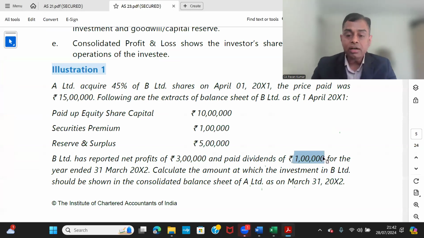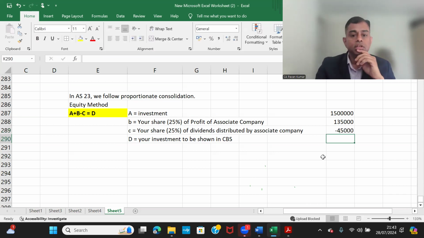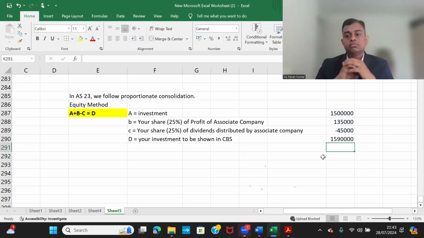Now, the company paid dividend 1 lakh. So will you receive 1 lakh dividend? 1 lakh into 45%. That means 45,000. So what is closing investment? Tell me. 15 lakhs, plus 1,35,000, minus 45,000, 15 lakhs 90,000. That's it. Answer is over. But ICI will not write answer like this. That is a different story. I am giving you the summary.